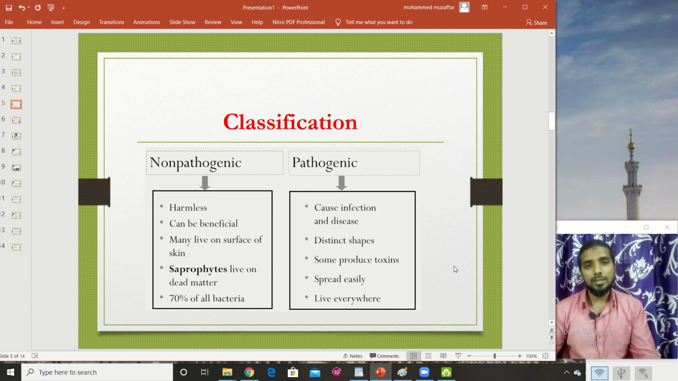For example, let us consider Plasmodium vivax. Plasmodium vivax is pathogenic. When it enters human beings, it causes malaria, isn't it? Similarly, Mycobacterium tuberculosis, which causes tuberculosis, Vibrio cholerae, which causes cholera, Salmonella typhi, which causes typhoid. All these are the pathogenic microorganisms, right? Whereas non-pathogenic are those which don't cause any harm. For example, we can take curd. Curd has many Lactobacillus species, and this curd is very helpful for the digestion of food, isn't it?